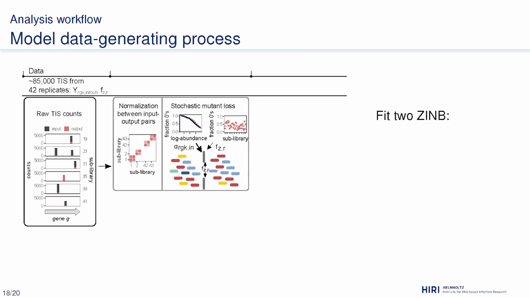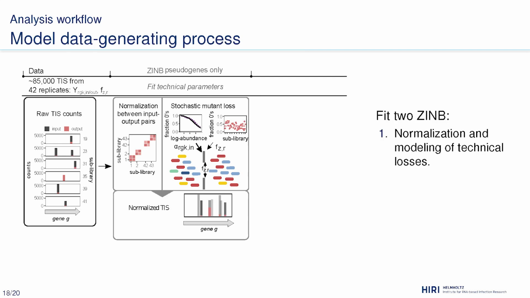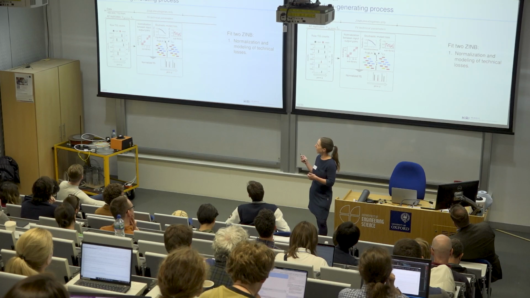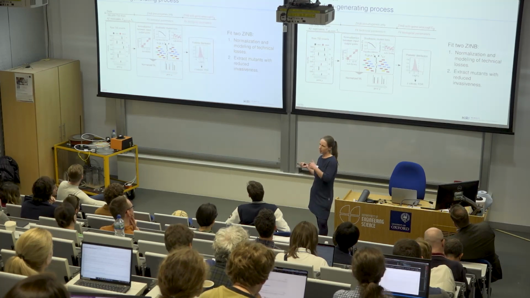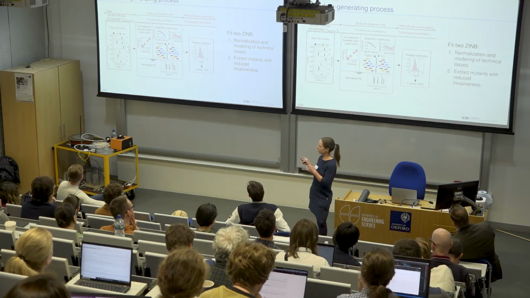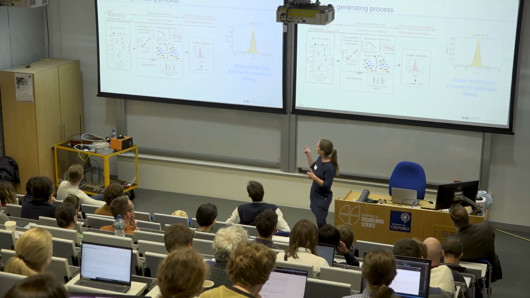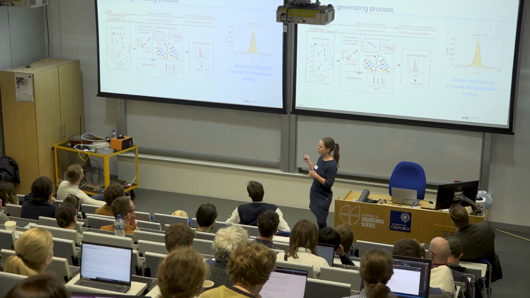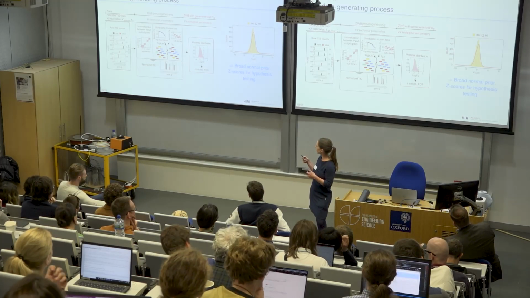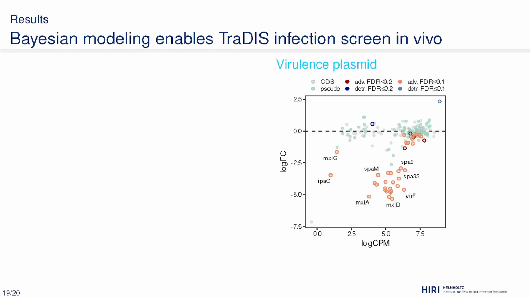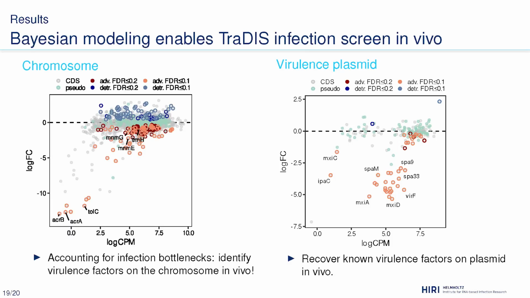I solved this by fitting two different zero-inflated negative binomial models. The first one for normalization and to extract the technical parameters. Then the second one used these technical parameters and determined the effect size, which in this case is a log-fold change. Here I used Z-scores to determine the false discovery rates. We found many of the known virulence factors on the plasmid, but we also found a lot of previously unknown virulence factors on the chromosome.